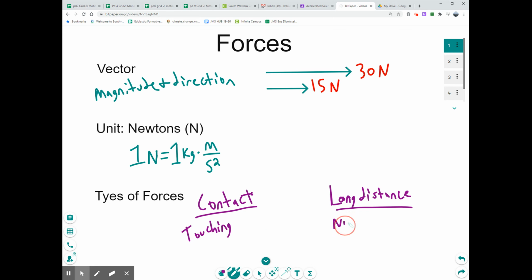Long distance forces are the forces that can still act even though nothing is touching. So take a second, pause the video, or if there's a prompt on Edulastic or Edpuzzle rather, then answer the question. What do you think? What forces do you know of, and would they be contact or non-contact or long distance?